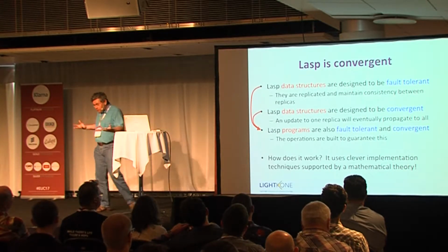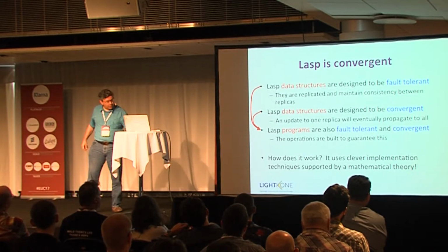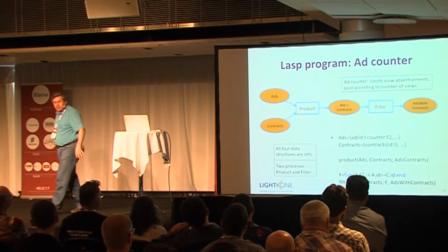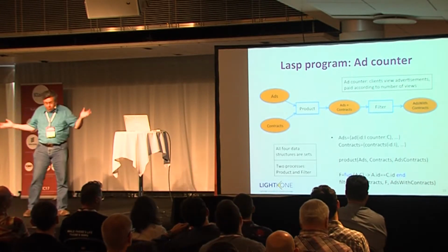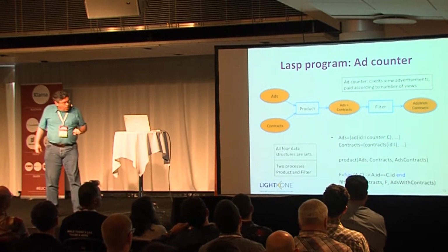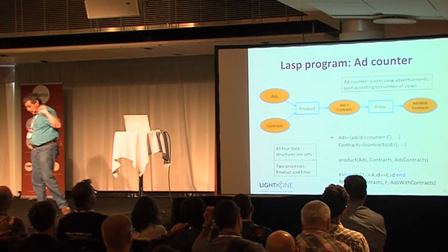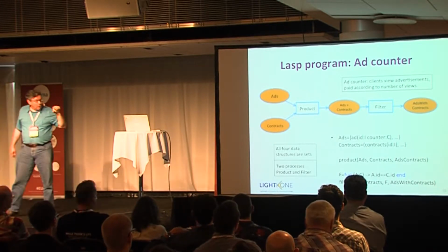So I'm going to give you all of the major intuitions of that so that you can understand how it works. So here's another program, a little bigger. So we've written bigger programs, of course. Here's a more complicated example. So we have, it's called add counter. You have a series of adds. You have a series of contracts.